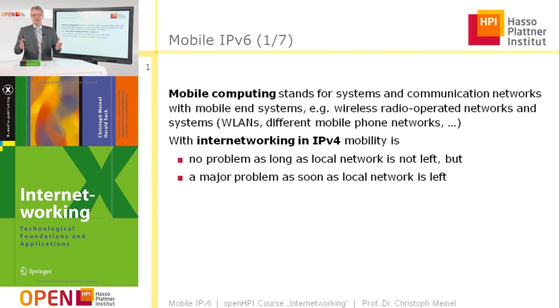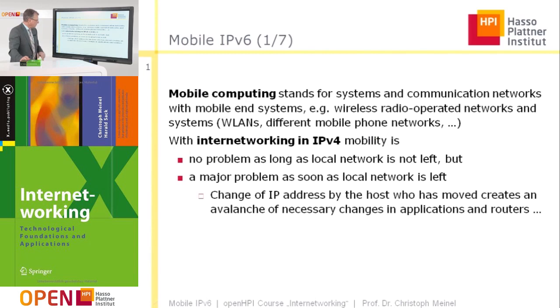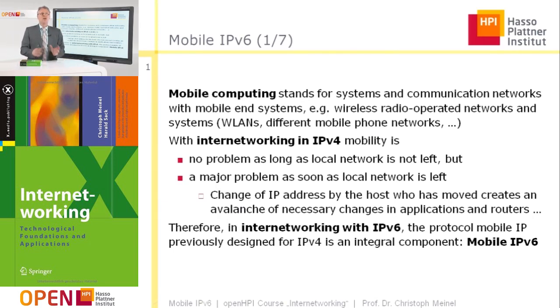Then the IP address of the mobile system has a wrong network ID. So a change of the IP address is necessary when the mobile system moves to another local area network and wants to use that local network for connecting to the internet. Such a change of the IP address has a lot of consequences. All the applications communicating with this mobile host need to learn the new IP address for continuing to communicate with the mobile system. So it's really a big problem, the mobility in the IP version 4 context.